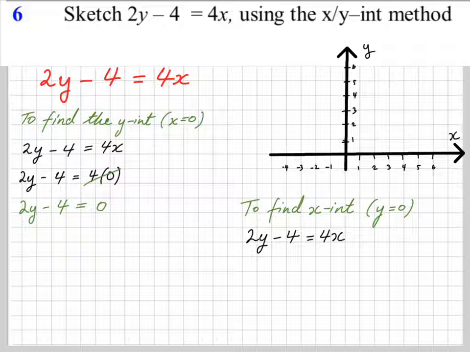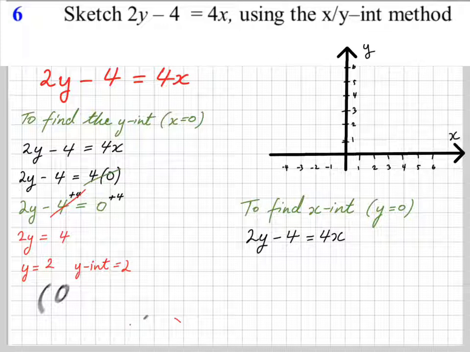Now, I'm going to try and make y by itself. To do that, we need to plus 4 on both sides. And this cancels, we're left with 2y is equal to positive 4. And just to make it short, I know that y is equal to 2 because we have to divide on both sides by 2. So I know that my y-intercept is equal to 2, and the coordinate for that is 0, 2.